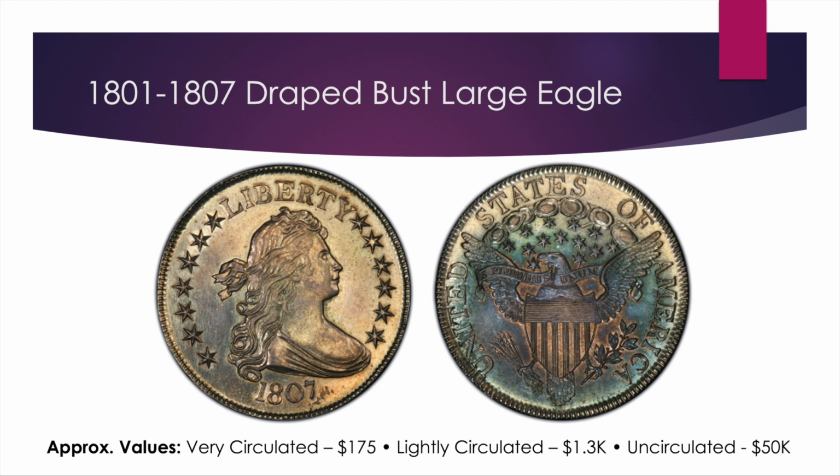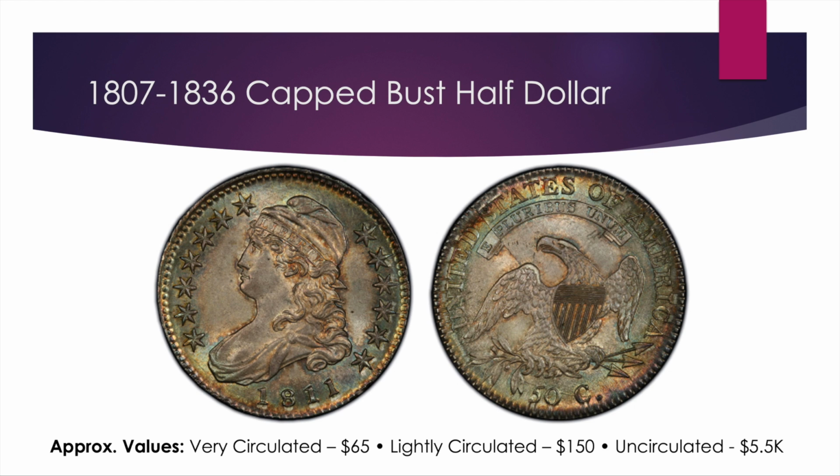As we move along, we get to one that lasted for a much longer time in terms of the style, and that's the capped bust half dollar. And Liberty now faces left, while the reverse shows the eagle perched on this olive branch. You'd see that on a lot of different places. I was checking out some old bottles that had that design the other day.